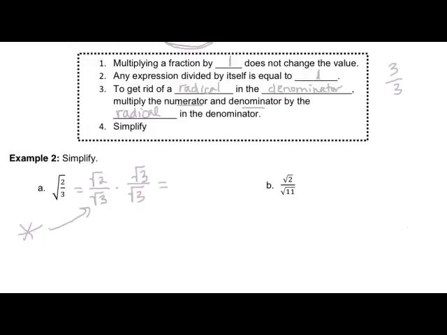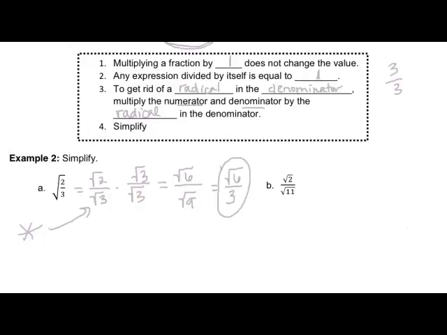So if we use our multiplication property, the square root of 2 times the square root of 3 is the square root of 6 over the square root of 3 times the square root of 3 is the square root of 9. Now we know that the square root of 9 is 3. The square root of 6 cannot be simplified because it's just 2 times 3, so we don't have any groups that we can factor out. So our final simplified answer is the square root of 6 over 3.